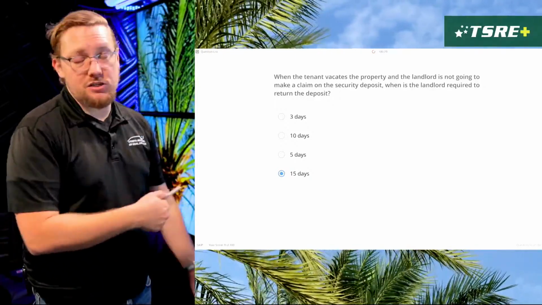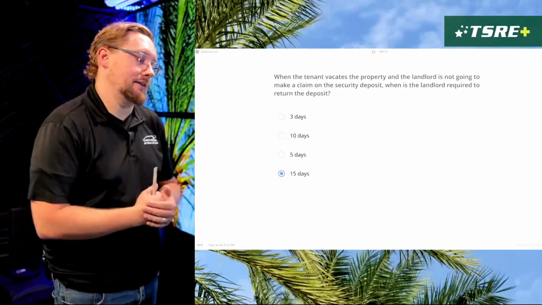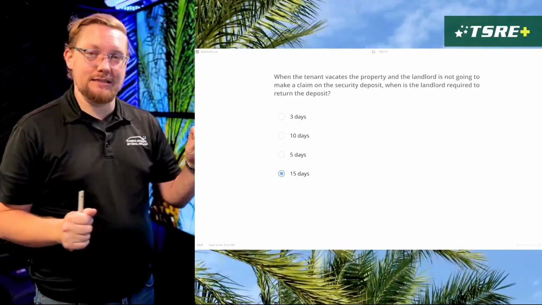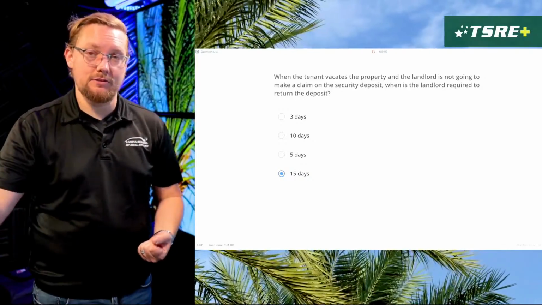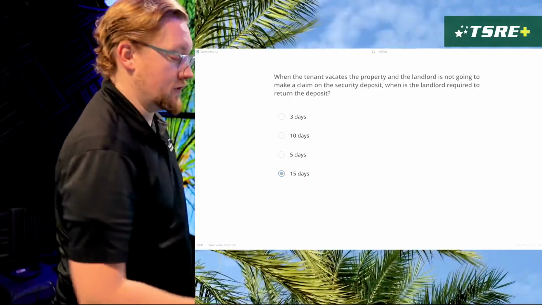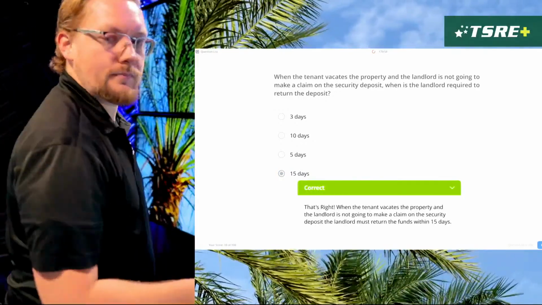And especially if you do any sort of property management, this does come up in the real world. It's very important when it comes to security deposits and being able to impose a claim, because that's where it's 30 days that you have to notify a tenant if you intend to impose a claim. But if you do intend to just return the money, that's going to be within 15 days.